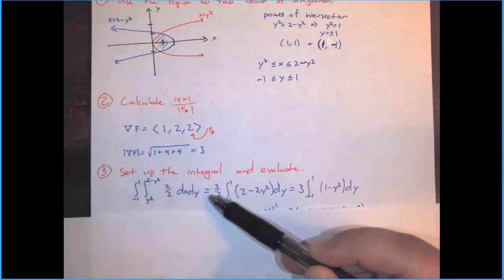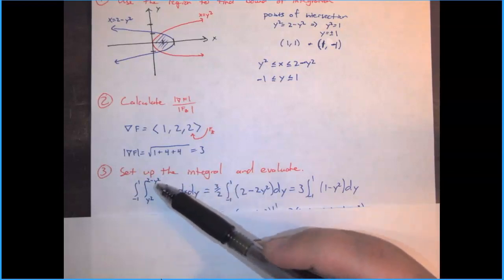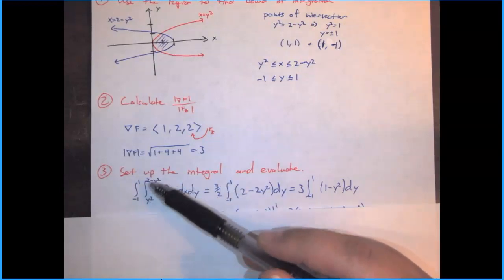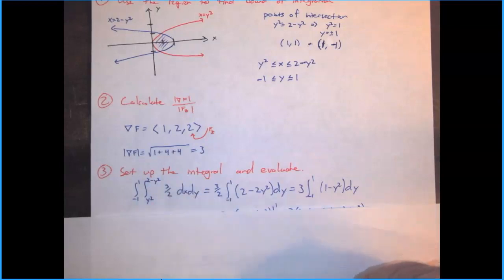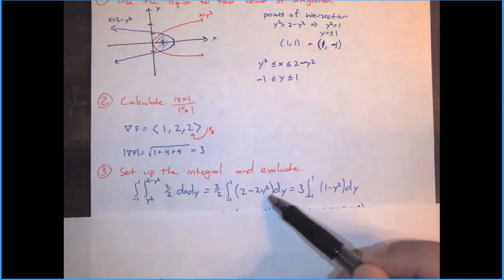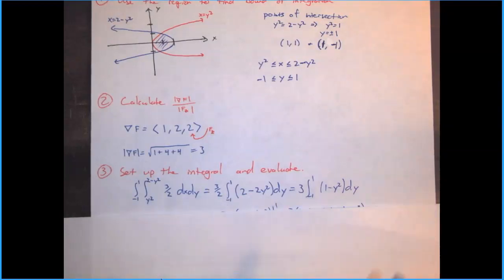I can actually factor this 3 halves out, pull it out of the integral, and then I can just subtract my x bounds, since I'm integrating 1 here. So 2 minus y squared is 2 minus 2y squared, and I just have to integrate in y. I'm going to go ahead and pull this 2 out as well, so I can cancel this denominator out and have 3 times this integral.